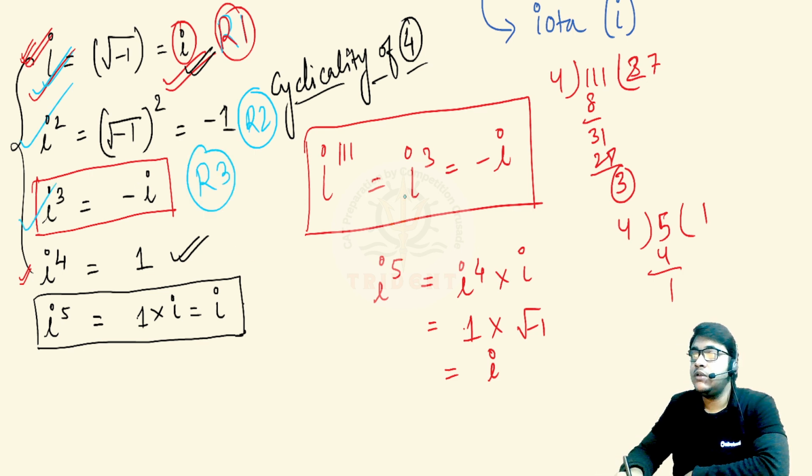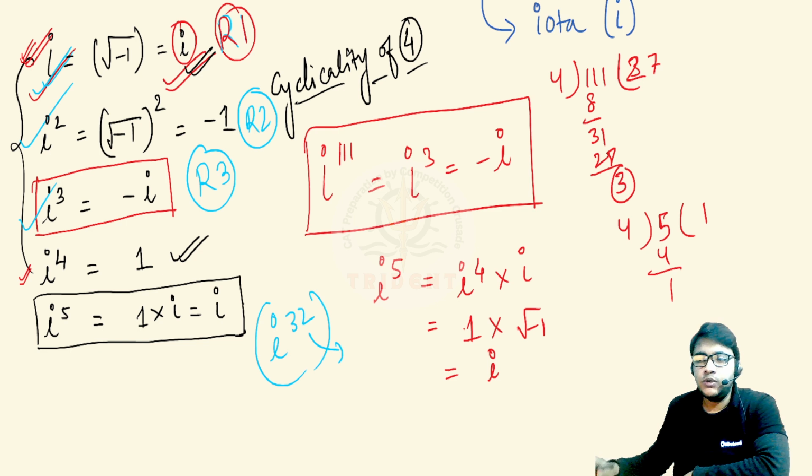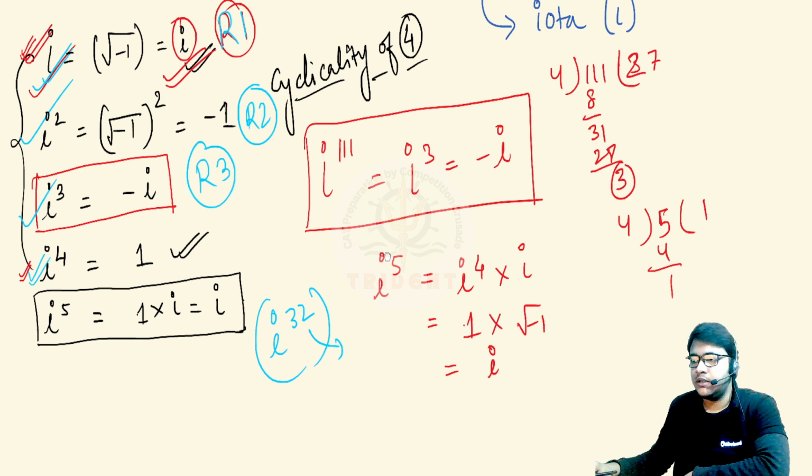What happens when you have no remainder, which was in the case of i raised to the power 32? Now i raised to the power 32 happens to be a perfect multiple of 4, or 4 happens to be a factor of 32. In that case, you don't really need to worry, you just need to put this value, i raised to the power 4. Let me elaborate on this a little bit so that you will be in a better position.